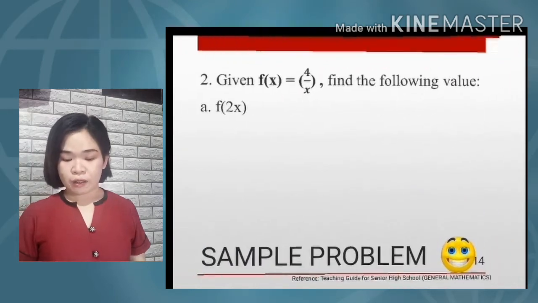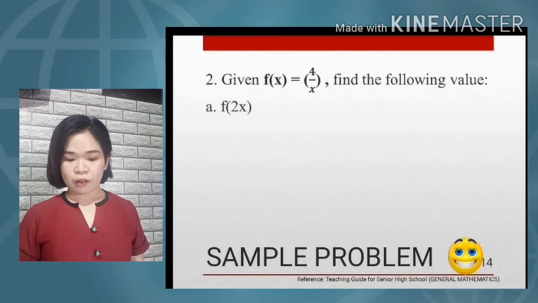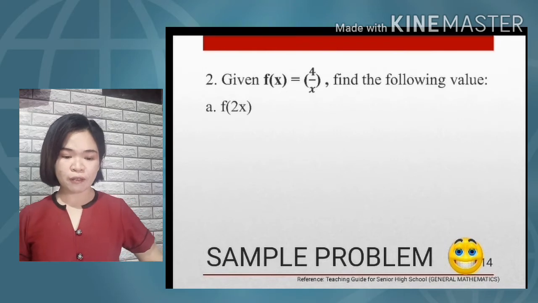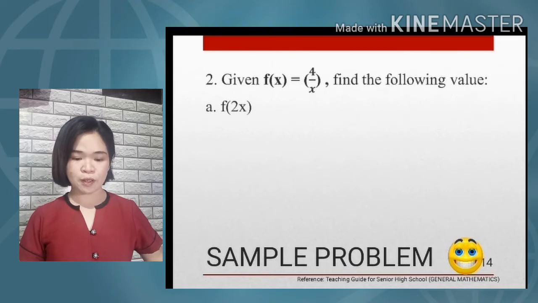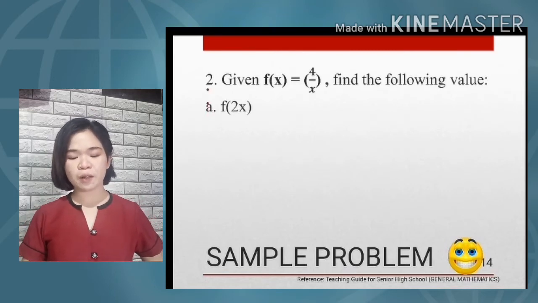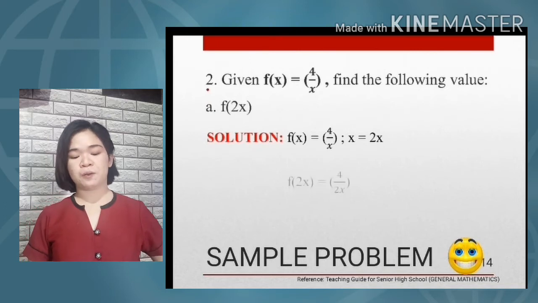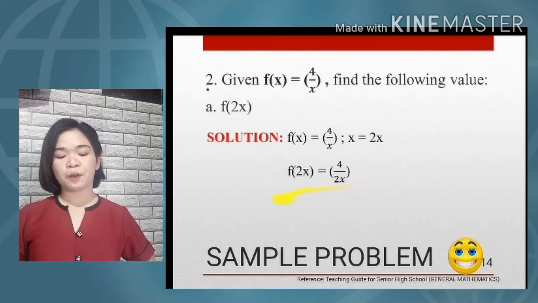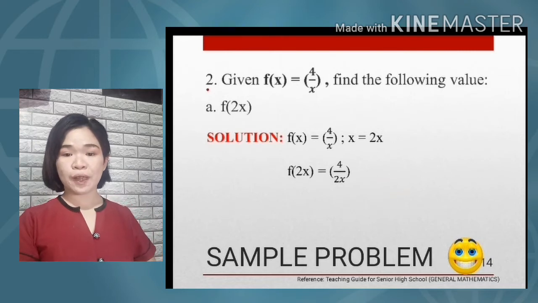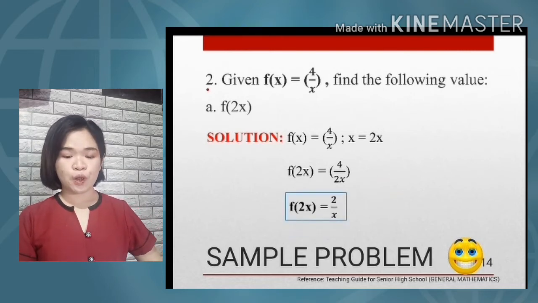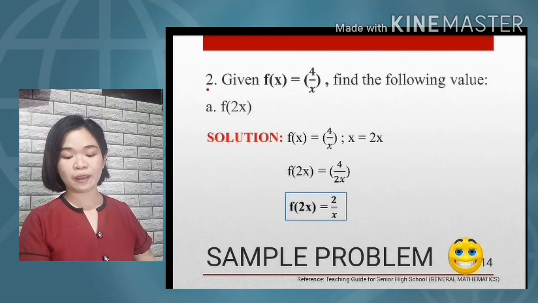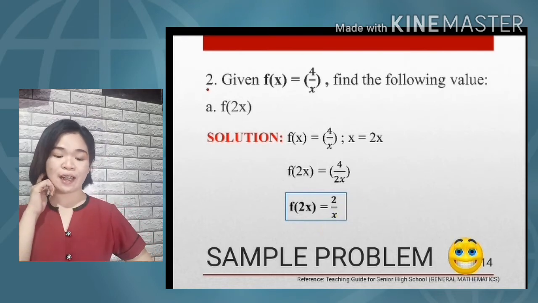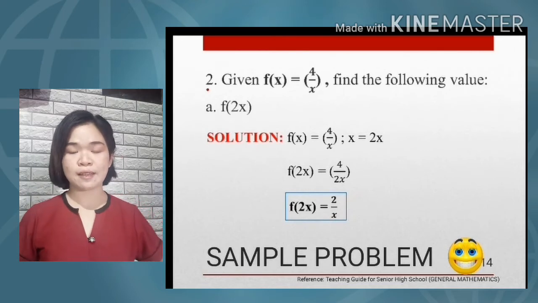Remember, we still have 1. Given f of x is equal to 4 over x, if the value of x is 2x, substitute. So that will be f of 2x is equal to 4 over 2x. Since 4 and 2 are divisible by 2, using the cancellation method, 4 divided by 2 is 2, and 2 divided by 2 is equal to 1. So it's an invisible 1 here in the denominator. Therefore, the final answer is 2 over x.